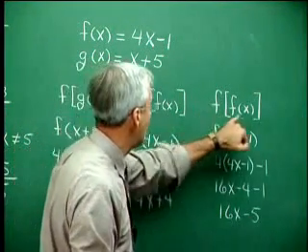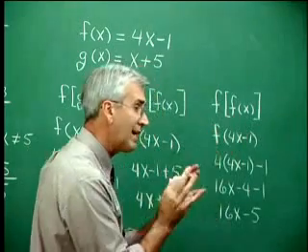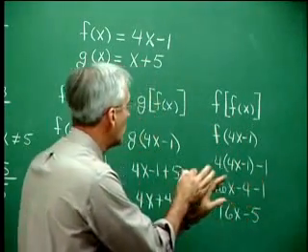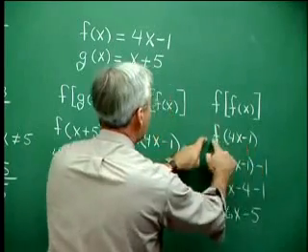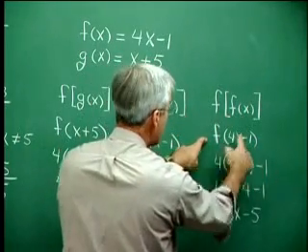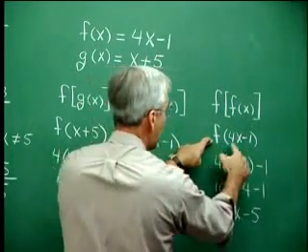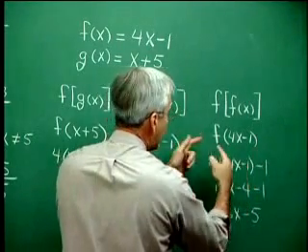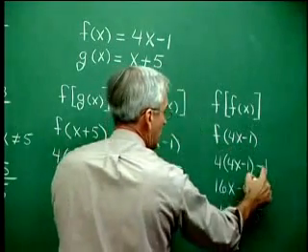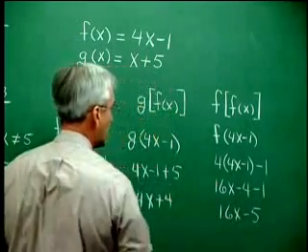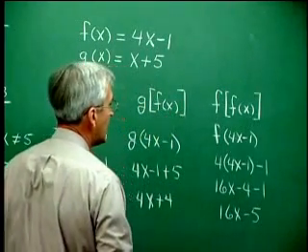We can even put a function sort of into itself. That is, f of f of x means we're going to put the f function into itself. So it is f of, now f of x is 4x minus 1. f of that binomial means in the f function, replace x with binomial. So the f function is 4x minus 1, so it's 4 times 4x minus 1 minus 1. We clean it up, we get 16x minus 5.